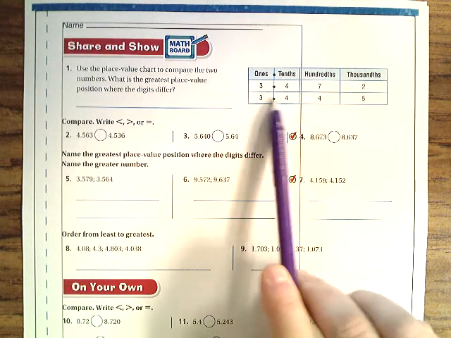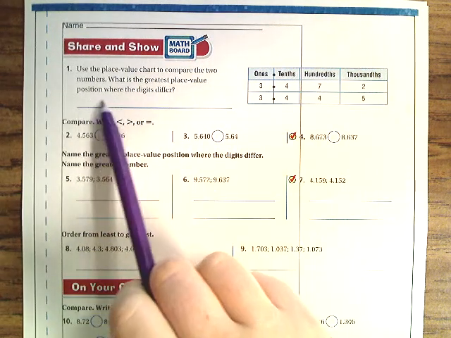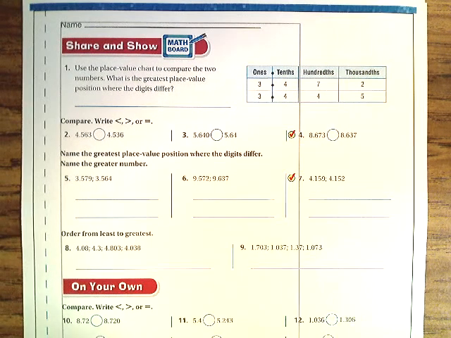So they've given us two numbers over here in our place value chart. What is the greatest place value position where the digits differ? Okay, so differ. Think of the word different. That's what differ means. So it's where the two are different. The greatest place value in which they are different.